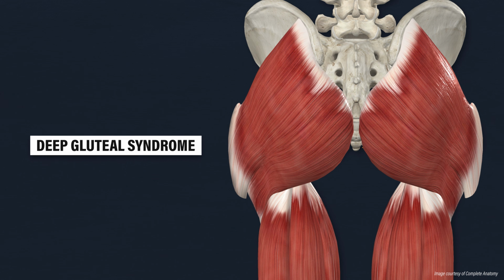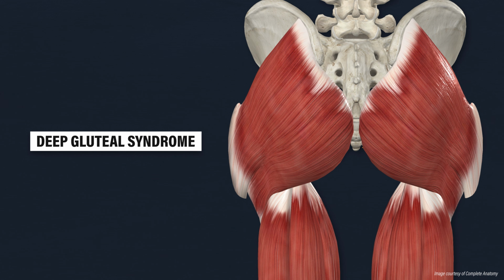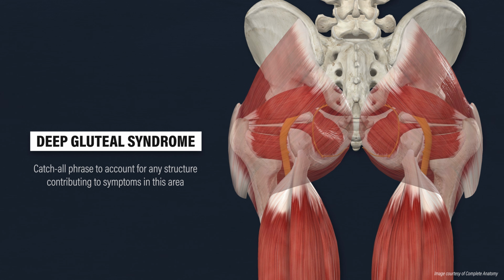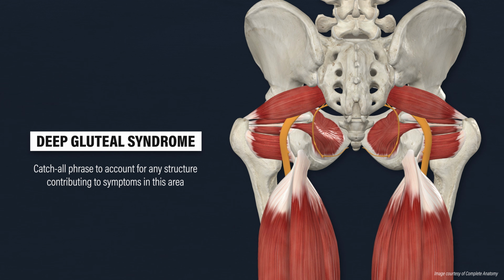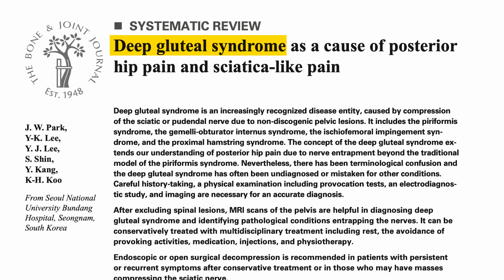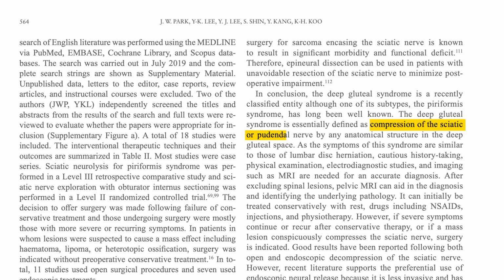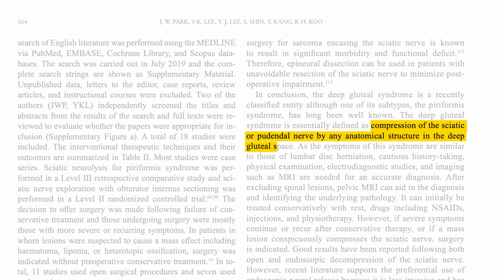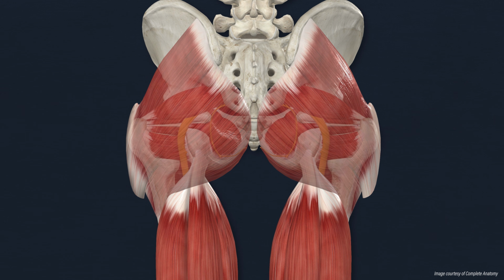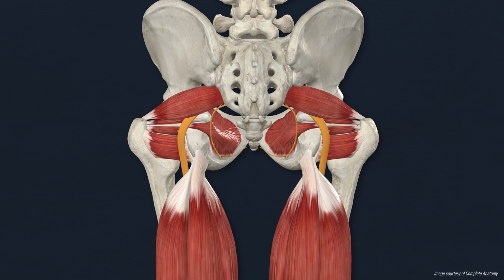read through the literature or speak to different clinicians, the definitions, explanations, and understanding of symptoms in this region can vary considerably. Deep gluteal syndrome was introduced in 1999 by McCrory and Bell as a catch-all phrase to account for any structure contributing to symptoms in this area, including the piriformis, and it's become much more popular in recent years. As stated by Park et al. in 2020, deep gluteal syndrome is defined as compression of the sciatic or pudendal nerve by any anatomical structure in the deep gluteal space. If we could see through or pull back the gluteus maximus, that's essentially the deep gluteal space.